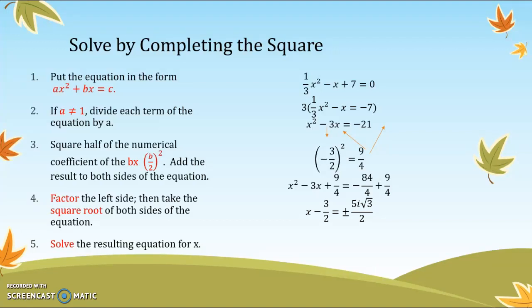But x still isn't by itself, so I need to add 3/2 to both sides. This gives us 3/2 plus or minus 5i square root 3 over 2. But I noticed that they both have the 2 in their denominator, so I could also write this as x is equal to 3 plus or minus 5i square root 3 all over 2. Either case are perfect for me, whichever is your preference.